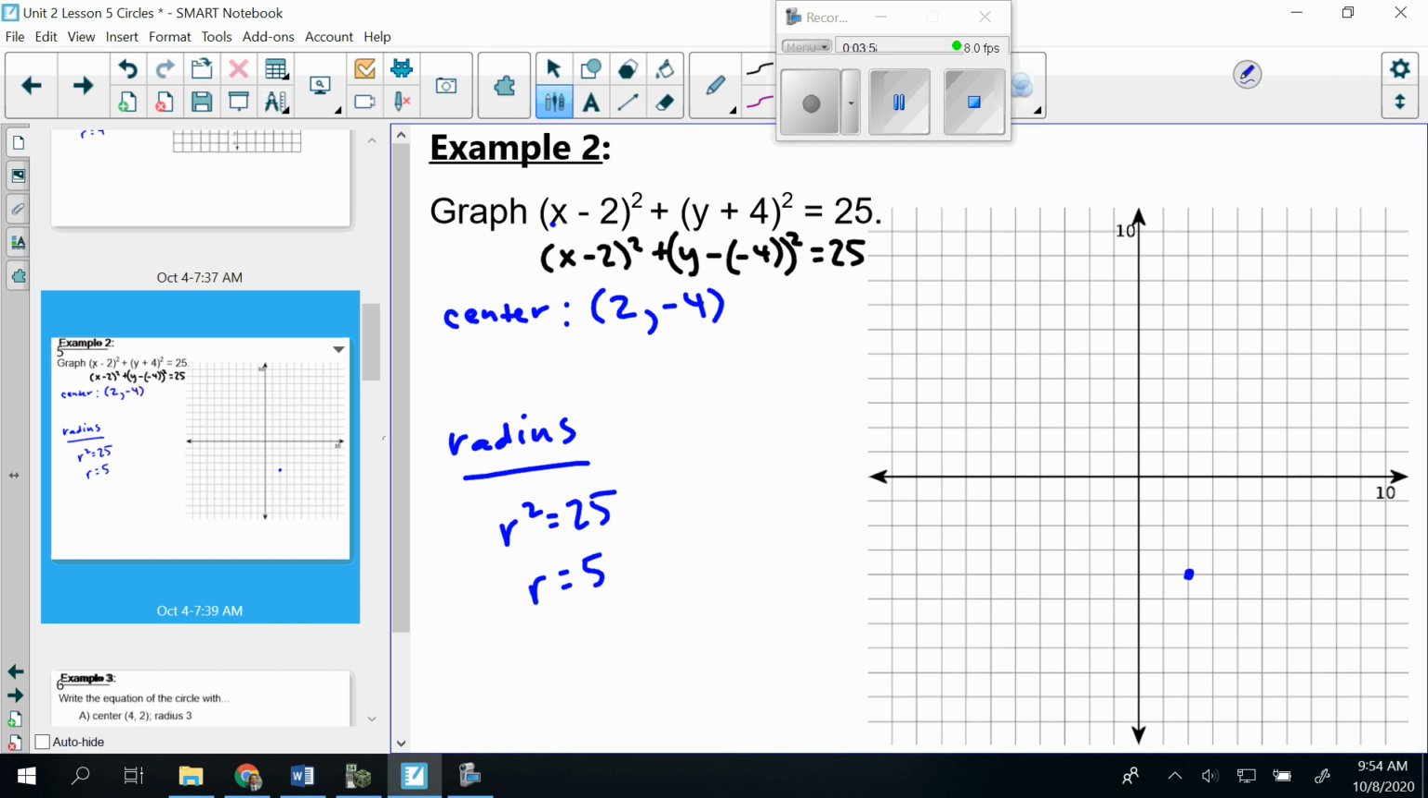So now you want to go, again, 5 up, left, right, and down from this. So there's a point there, point there, point there, and point here. And then again, connect them as best as you can here into a circle.